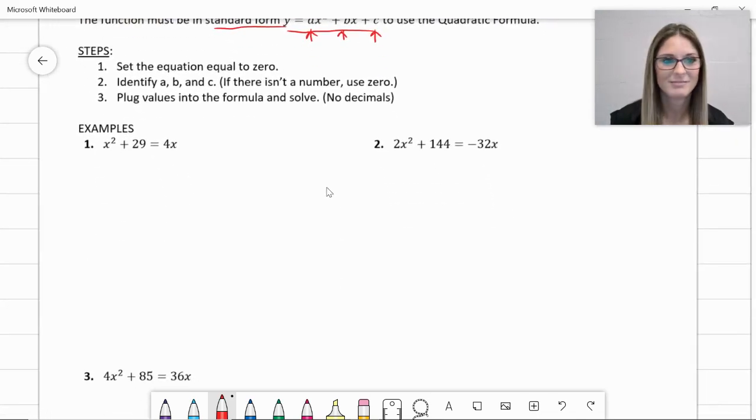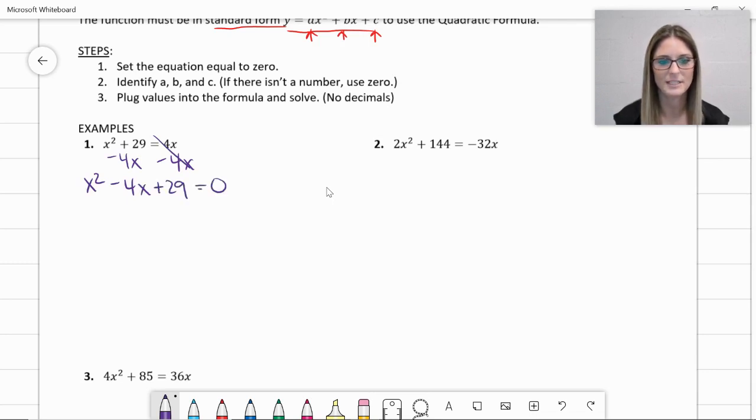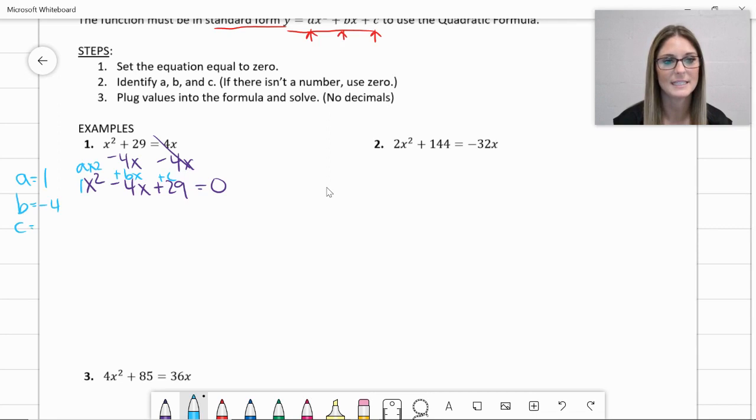So let's dive in. Number 1, you can see it is not set equal to 0. So I'm going to need to subtract 4x before we begin. X squared minus 4x plus 29 equals 0. This is my ax squared plus bx plus c. So my a is 1. There's an understood 1 there. B is negative 4, and c is 29. All right.